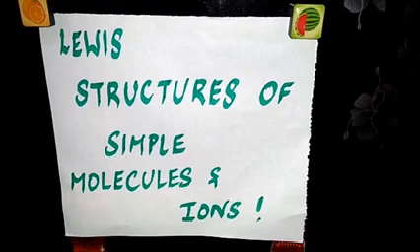Hello students, in today's video I'm going to teach you how to draw the Lewis structures of some simple molecules and ions. In the previous video we have seen the Kossel-Lewis approach of ionic and covalent bond formation based on the octet rule. To understand that chemical bond formation we used the Lewis electron dot structure of an atom.